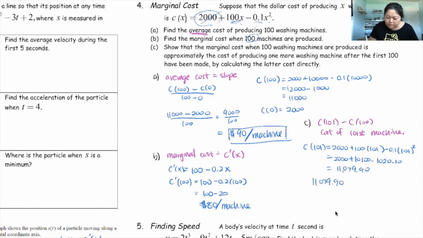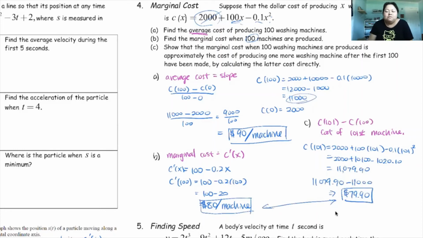Okay, and I take $11,079.90 minus my cost of 11,000. So the cost of making that next one is $79.90. And again, that should be really close to my marginal cost there. They're off by about 10 cents, so not too bad. Okay, all right.